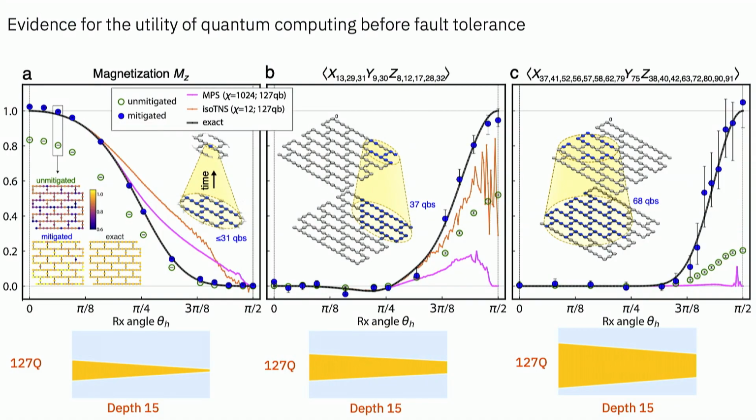And this had to do, for the experts in the audience, with light cones. Even for these observables, there was a limited set of qubits that actually play a role in the accuracy of these correlation functions. And in all these 3 cases, we were able to see that the experiment with error mitigation, with probabilistic error cancellation and zero noise extrapolation, was able to produce accurate results. This, we argued, was evidence for the utility of quantum computing before fault tolerance.